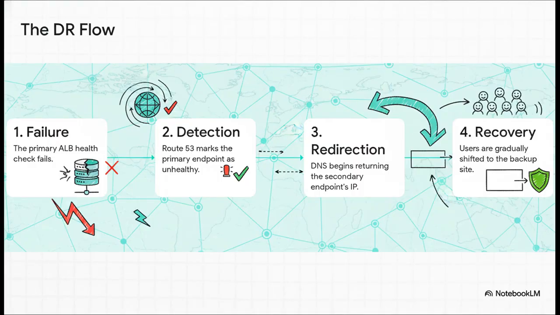Step 1, something bad happens. Your primary load balancer fails its health check. Step 2, Route 53's global network of checkers detects this failure, and it happens fast. Step 3, Route 53 marks that endpoint as unhealthy and immediately starts changing its answers. Any new DNS queries that come in will now get the IP address of your backup site. And finally, Step 4, users are gradually and automatically shifted over to that backup site.